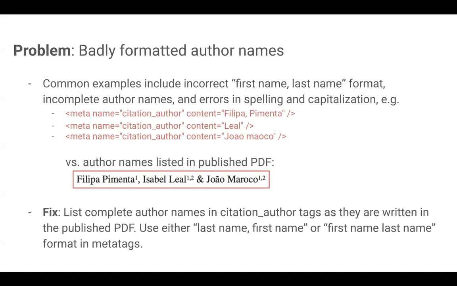In the first meta tag, notice that the author's first name and last name have been inverted. In the second, only part of the author's name has been entered. And in the last, a lowercase spelling has been used for the author's name. To troubleshoot and fix, you'll compare the author names listed in the meta tags with the author names in the PDF. If you see discrepancies, always adjust the meta tags to match the PDF, which is again the version of record. Keep a close eye on first name, last name format, and capitalization.